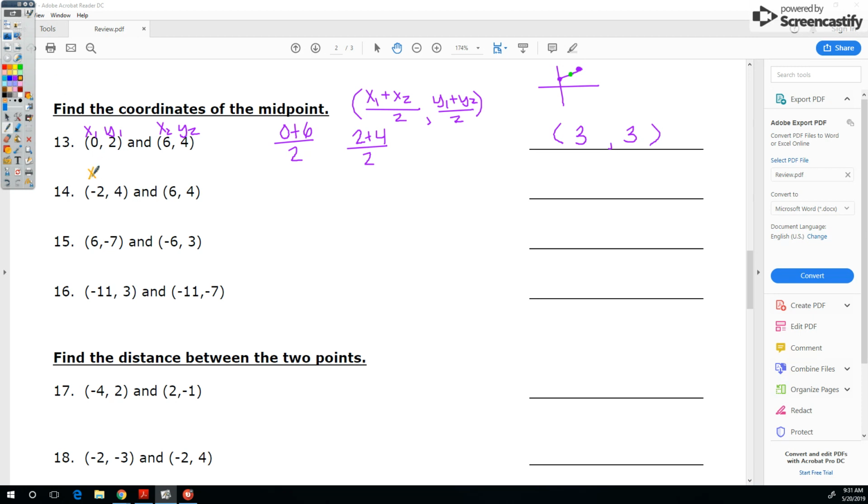Okay, so labeling again, x1, y1, x2, y2, and I'm going to add my x's together. Negative 2 plus 6 is 4, and 4 divided by 2 is 2. 4 plus 4 is 8, and 8 divided by 2 is 4.